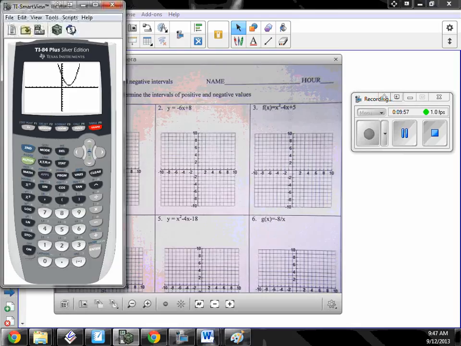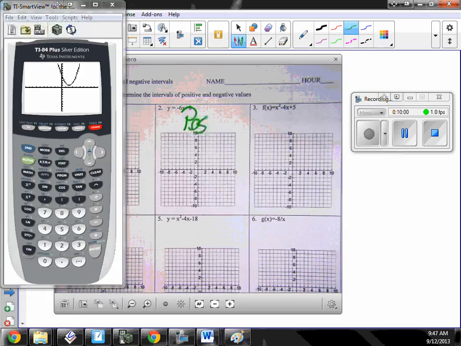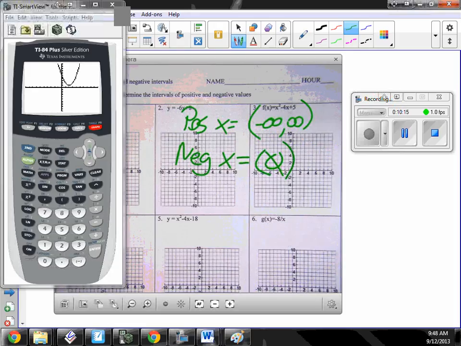Another way that you might see this is the positive intervals of x would be negative infinity to infinity, which is the interval of the entire real number line. And if it's negative, you might see something like x equals the empty set, that funny zero with the line through it. That means, in set notation, there is nothing in the set. So that symbol means empty set, and we use that all the time in higher mathematics, which is really weird. We create a set, and there's no number inside that set. Okay.